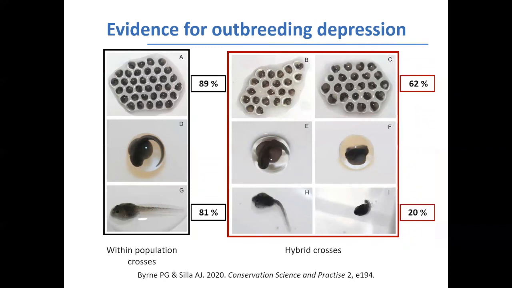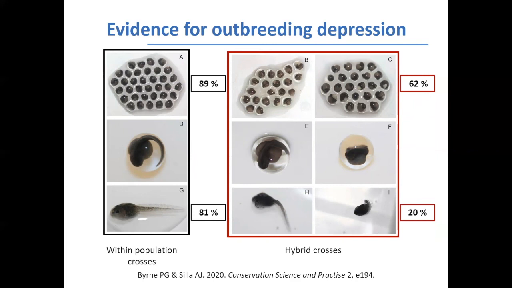The main finding from the study was that outbreeding consistently had a negative effect on offspring fitness. Mean fertilisation success was very high, 89% for within population crosses. But the fertilisation success was significantly lower at 62% for the hybrid crosses. Both embryonic and larval abnormalities were very common for the hybrid crosses, and only 20% of offspring from hybrid crosses hatched, compared to a high 81% of the offspring that were produced from the within population crosses.